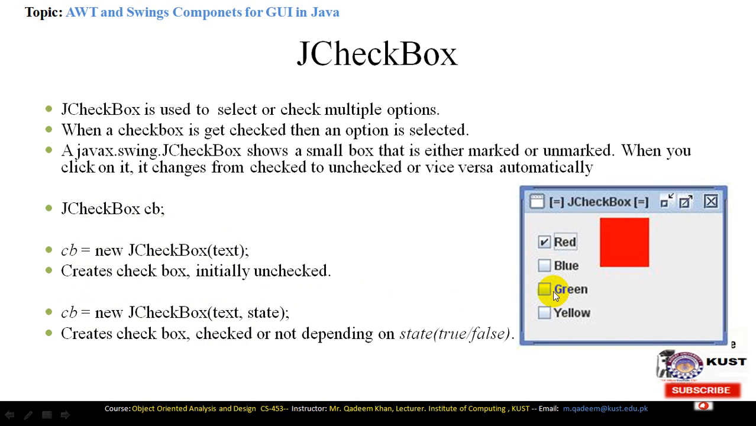The text is a label that appears on the right side of the checkbox, and the state means whether it is checked or unchecked. So in the state we can pass true and false values. The true and false value decides whether it should be checked or unchecked. If we pass true, then the checkbox will be checked, and if we pass false as the parameter instead of the state, then it will be unchecked.